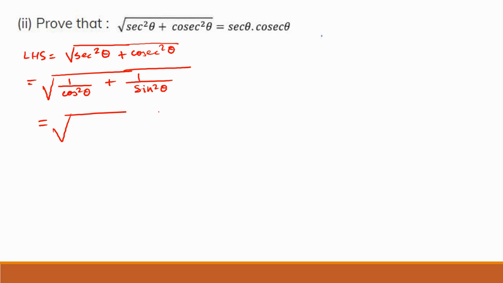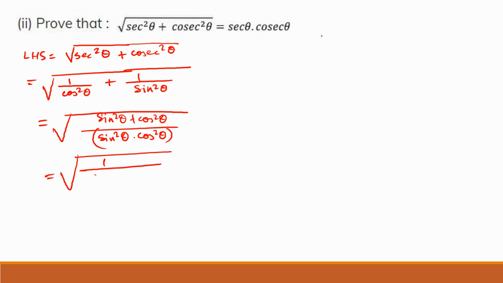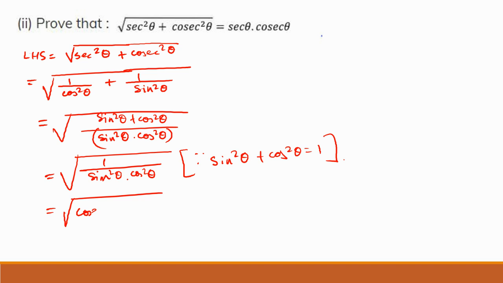So this is equal to sin squared theta times cos squared theta. This will give us sin squared theta plus cos squared theta, right? This is equal to 1 by sin squared theta times cos squared theta, right? Since sin squared theta plus cos squared theta equals 1. Okay. This will give us 1 divided by sin squared theta is cosec squared theta, right? 1 divided by cos squared theta is sec squared theta, and this will give us sec theta times cosec theta.